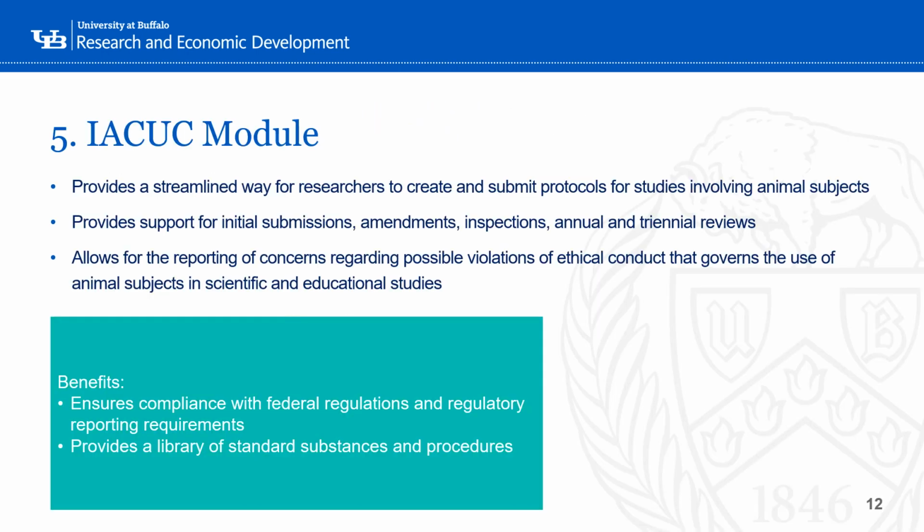The benefit of the IACUC module is that it provides a streamlined way for researchers to create and submit protocols for studies involving animal subjects. It provides support for initial submissions, amendments, inspections, and annual and triennial reviews. It allows for the reporting of concerns regarding possible violations of ethical conduct that governs the use of animal subjects in scientific and educational studies. It ensures compliance with federal regulations and regulatory reporting requirements, and it provides a library of standard substances and procedures.